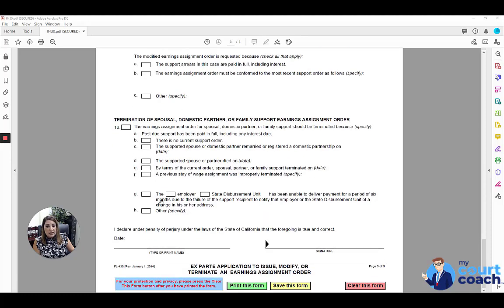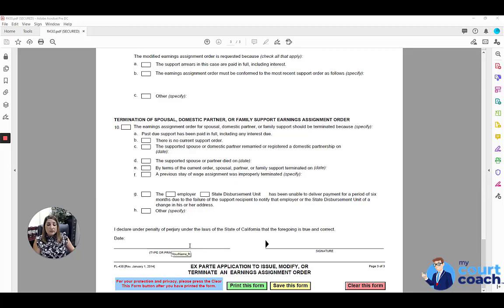And again, we have the same issue we have above with the child support. If the state disbursement unit has been unable to deliver a payment or the employer has for 6 months or longer due to the failure of the support recipient updating their address, mark 10G. H, any other reason that you think the spousal support order should be terminated, you can specify that there.